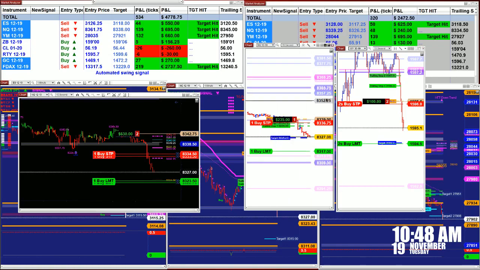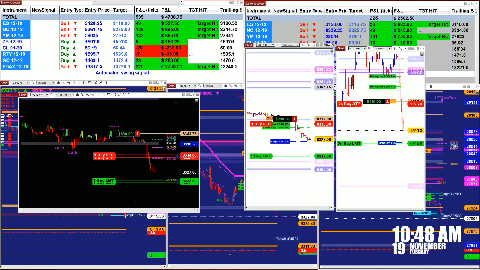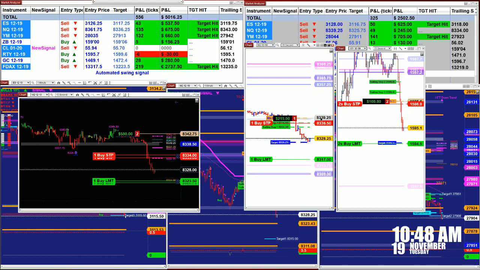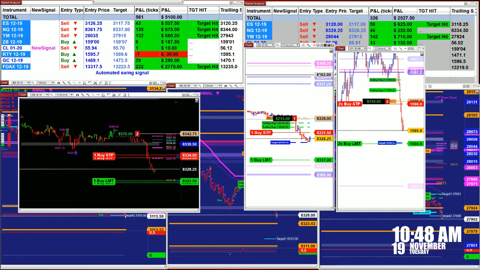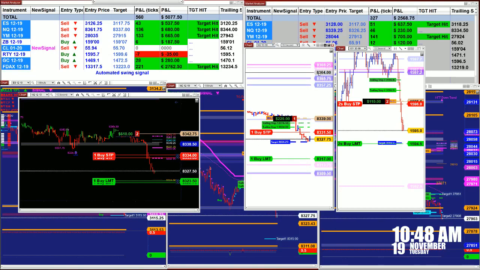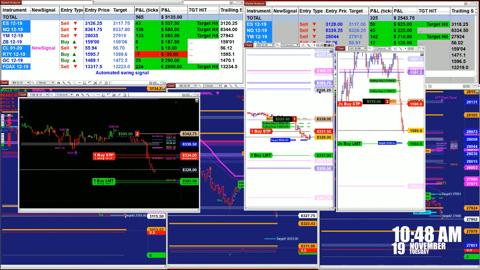Target hit on the scalper, and it should be over on the scalper with the Nasdaq, and I'm going to secure some of the profit and leave it alone if it wants to go further.